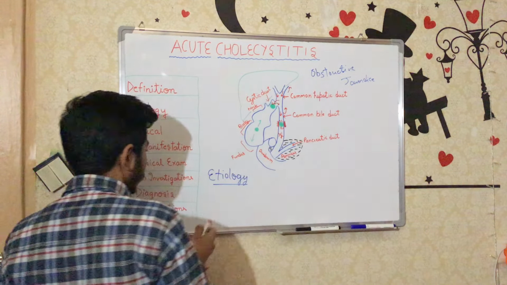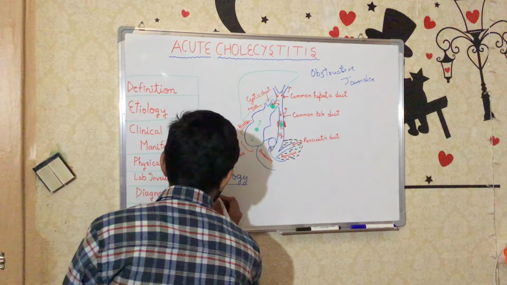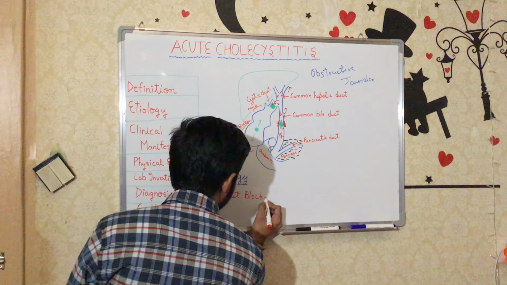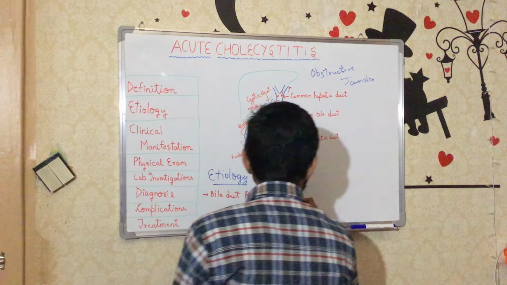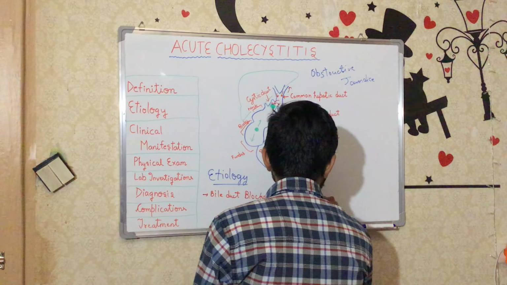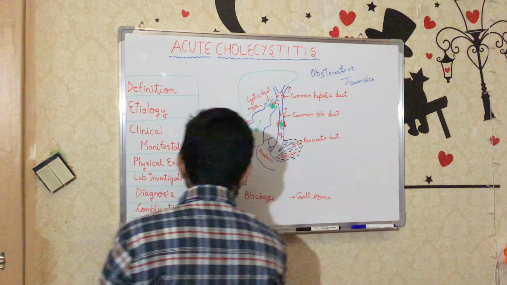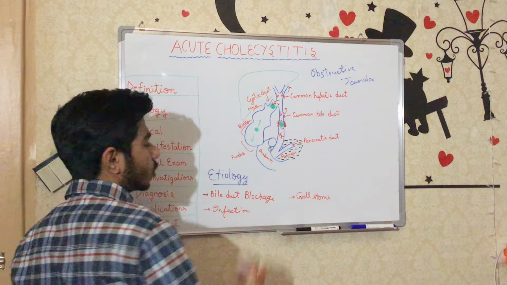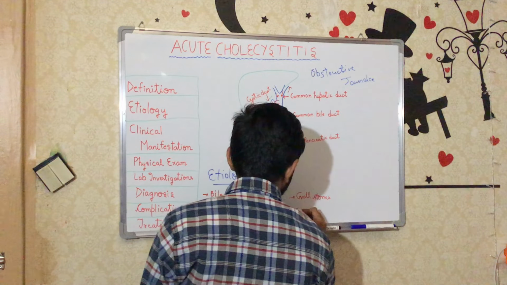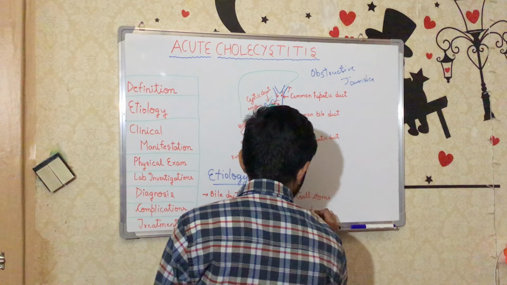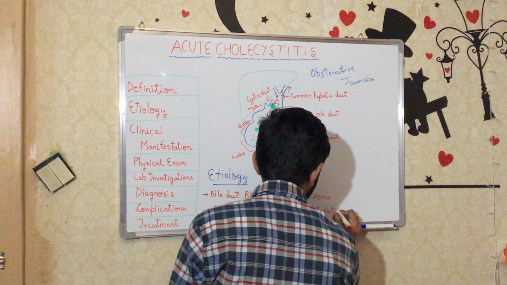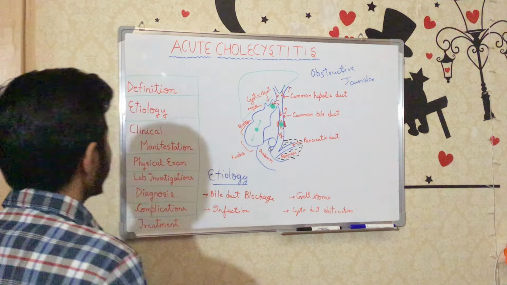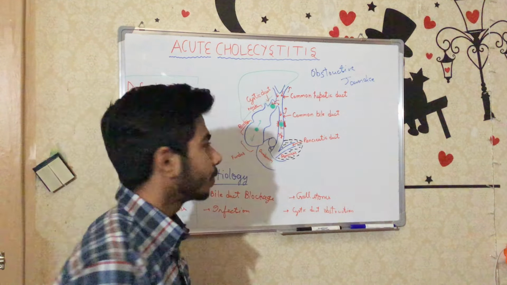So what are these factors? Blockage of the bile duct, or gallstones, or any kind of infection, or obstruction in the cystic duct, for example, cystic duct obstruction. So these are some etiological factors as far as acute cholecystitis is concerned.